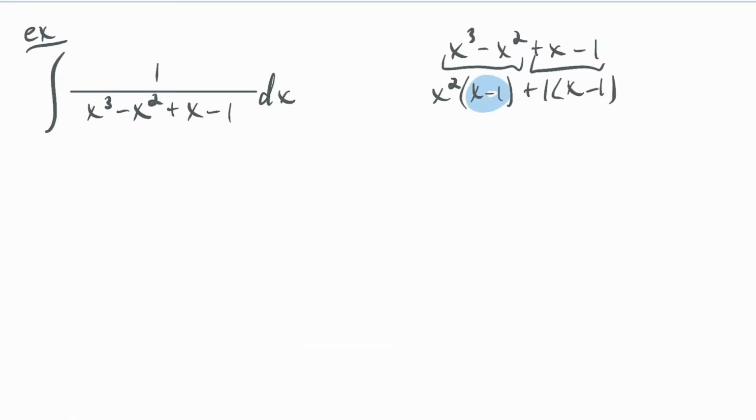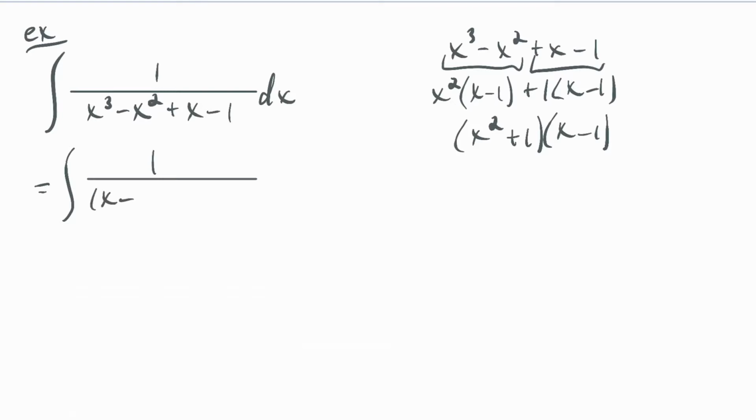So now I have a repeated factor. Both terms now have x minus 1 as a factor. So I can factor that out and put the x squared and the 1 together in parentheses. So this is x squared plus 1 times x minus 1. So the first thing I can do is say, well, this equals the integral of 1 over x minus 1. I'm putting the linear factor first, kind of arbitrarily. It doesn't really matter. I just prefer to put it first.